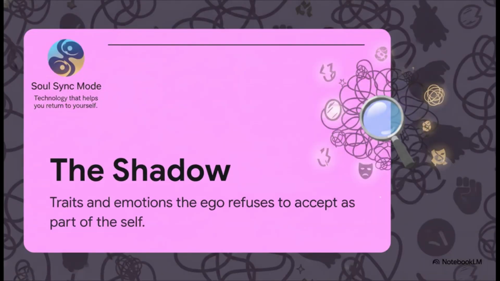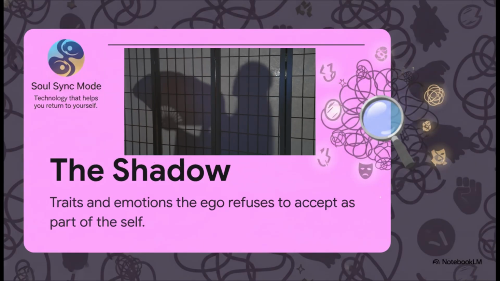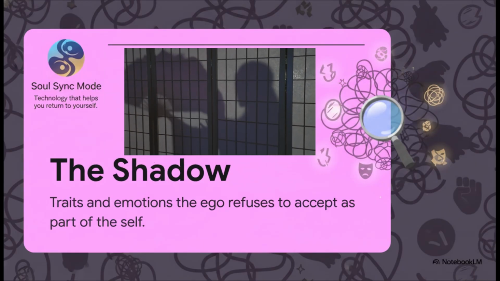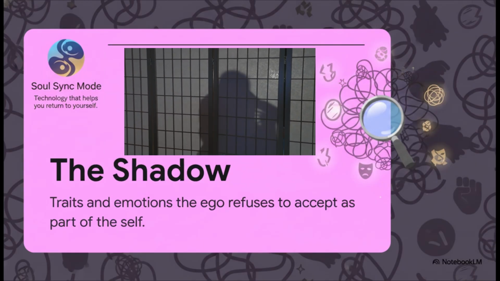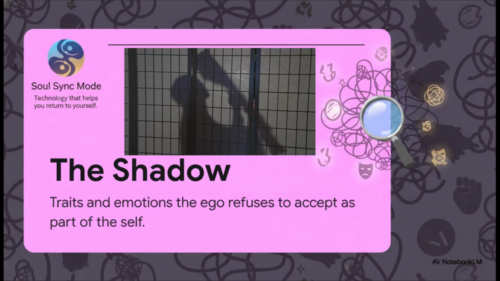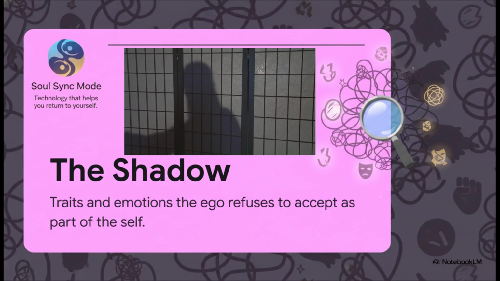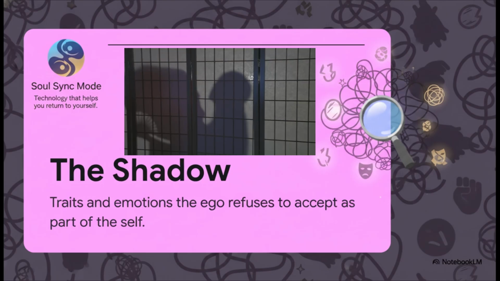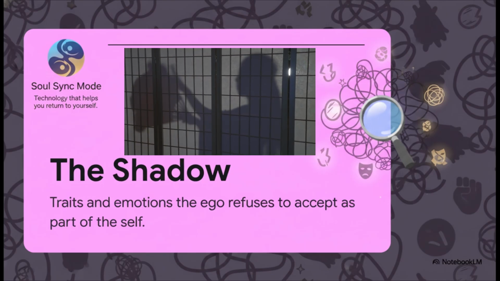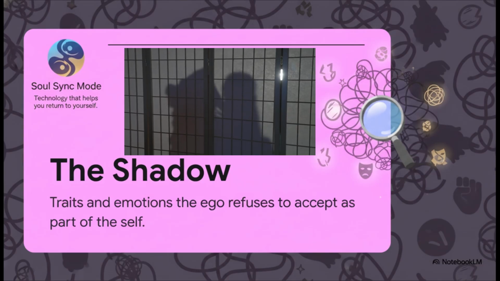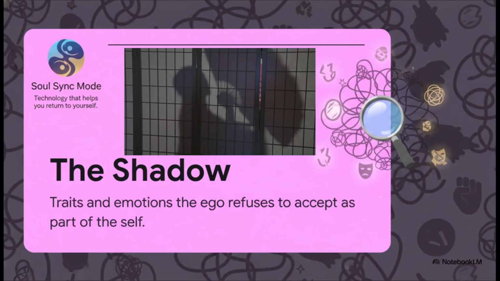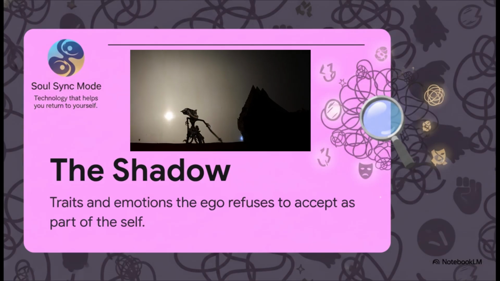Now, what's really fascinating about this is that these repetitive patterns are actually what Jungian psychology calls the shadow. The shadow is essentially the collection of traits, emotions, and impulses that we refuse to accept, and instead we hide them from the world. But here's the catch. When we disown these parts of ourselves, they don't just magically disappear. They drive our behavior from the unconscious. That is exactly why you keep self-sabotaging or people-pleasing without even meaning to.